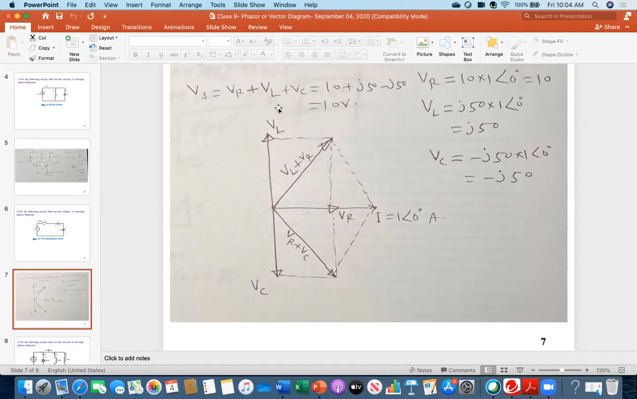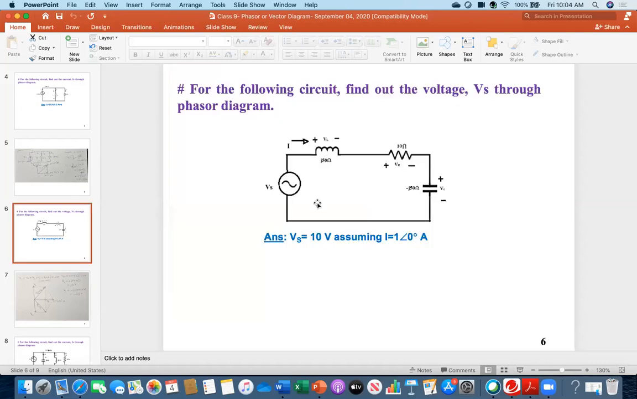Now if you see in the circuit, to verify that, for example, if it were not the phasor diagram, how would you solve that problem? The total voltage Vs is this voltage plus this voltage plus this voltage, right? If you know the current, just multiply with the impedance. J50 multiplied by that one, this multiplied by one current, and then this one. And then you just sum up.